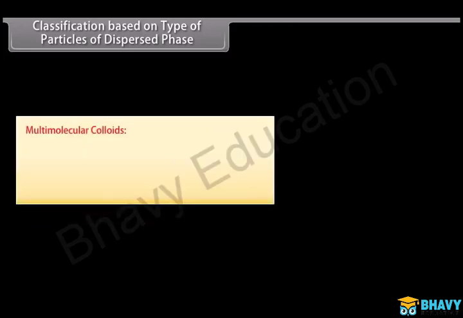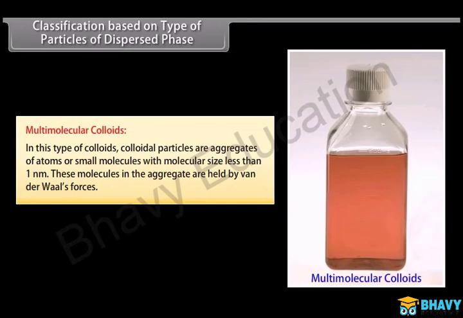Classification based on nature of particles. On the basis of nature of the particles of the dispersed phase, colloids are divided into three categories. Multimolecular colloids: in this type of colloid, colloidal particles are aggregates of atoms or small molecules with molecular size less than 1 nanometer. These molecules in the aggregate are held by van der Waals forces. For example, a gold sol consists of particles of various sizes, which are clusters of several gold atoms.